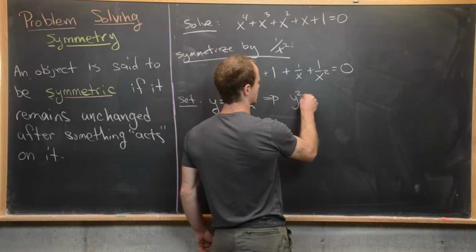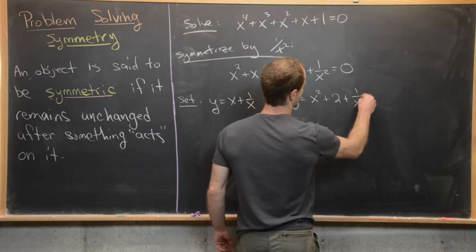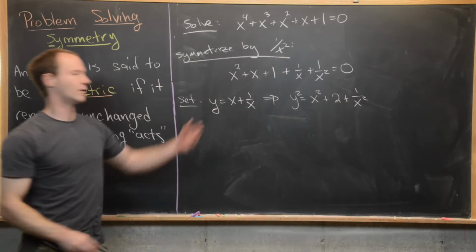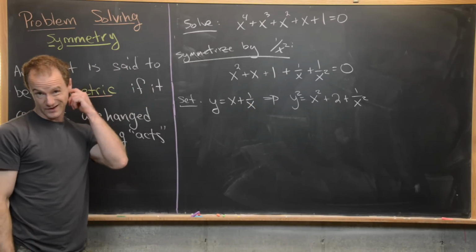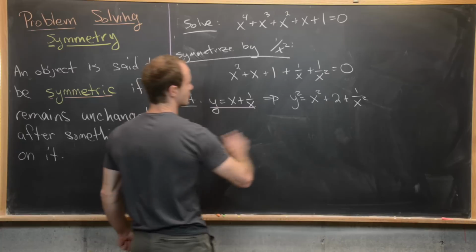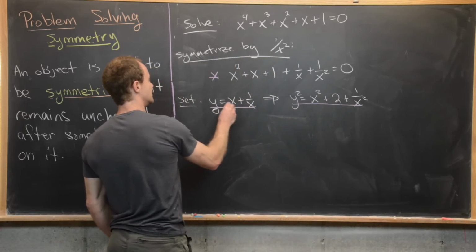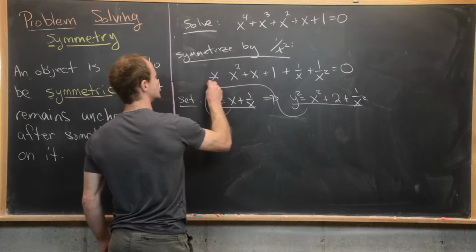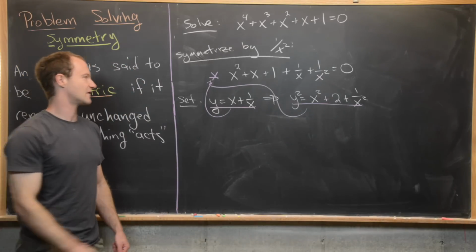And y squared will be equal to x squared plus 2 plus 1 over x squared. So that's what you get by foiling that out, because x times 1 over x is 1. Great. But now we can substitute this value of y and this value of y squared into this equation, which was a new version of our goal equation, to get the following.